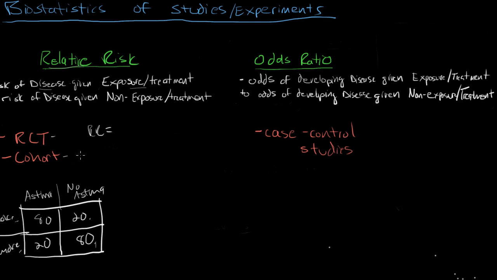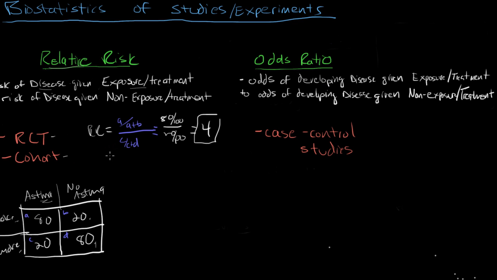I need to calculate the risk of a disease given exposure, so the risk of getting asthma if you're exposed to smoke. So I'm going to add some letters here. So this would be A over A plus B. That would be my risk of getting asthma if I was exposed to smoke. And I would divide that by my risk of getting asthma if I didn't smoke. And that would be C over C plus D. So in this case, this would be 80 over 100 divided by 20 over 100, which is 4.